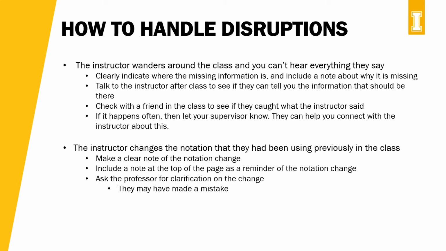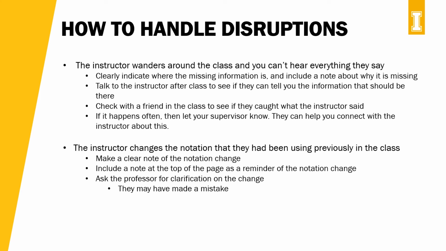The instructor wanders around the class and you can't hear everything they say. If this happens, clearly indicate where the missing information is in your notes and include a note about why it is missing. If this becomes a problem, talk to the instructor after class to see if they can tell you the information that should be in that spot. You could also check with a friend in the class to see if they heard what the instructor said. If it happens a lot, let your supervisor know and they can help you connect with the instructor.